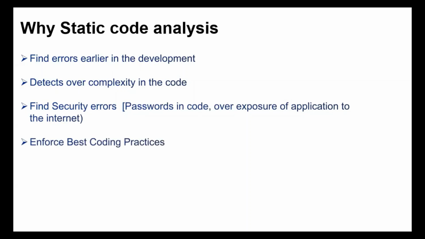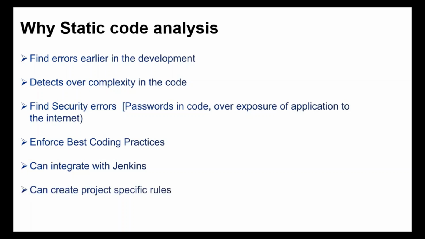Enforcing the best coding practices. Tools like SonarQube have a complete database of coding best practices across 27 programming languages, and it compares the code against those best practices and flags any deviation from them. Another advantage of SonarQube is that it can easily integrate with Jenkins, and we can also create project specific rules apart from the standard rules available for each programming language, and measure our code against those rules.